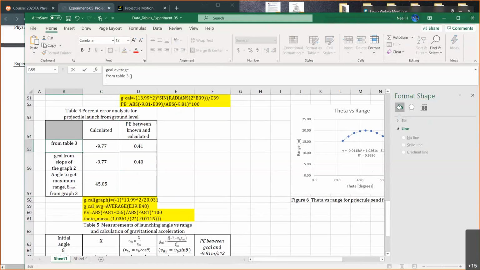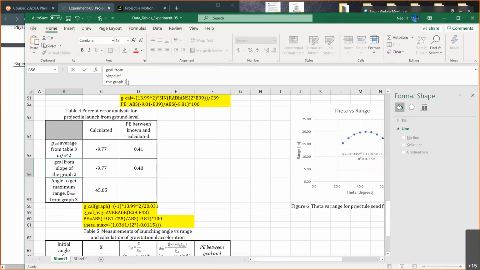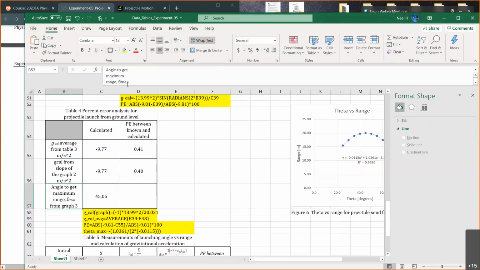These two have a unit of meter per second squared. And this also meter per second squared. But this one, the unit should actually be degrees. You can add the degree sign or you can write the word degrees, that's okay. I think that should be degrees.